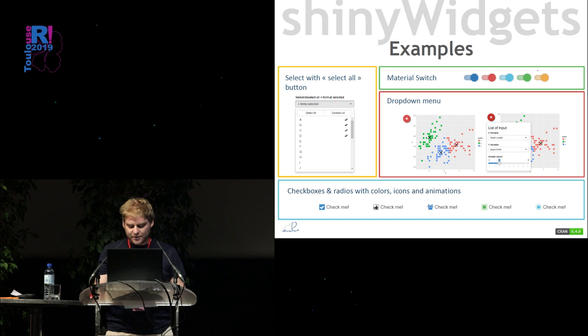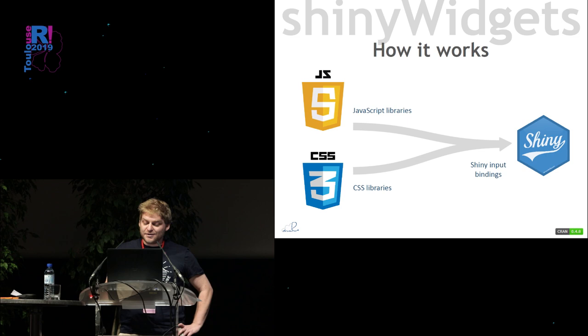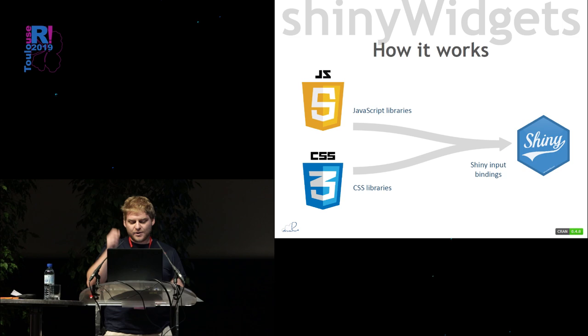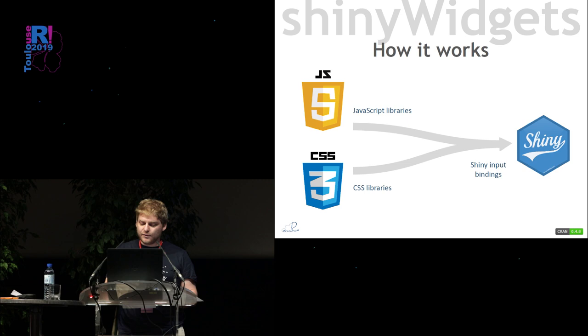Behind each widget is a JavaScript or CSS library, and sometimes both. Integrating these components into Shiny was relatively easy, thanks to the high flexibility of Shiny's JavaScript API and its good documentation. For the user, this is transparent. Just change the name of the function to get a widget.